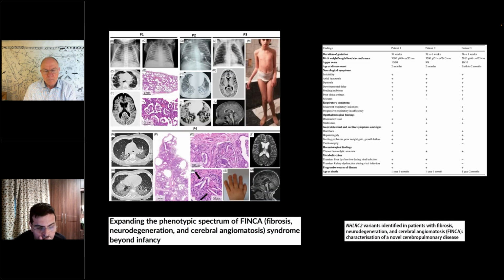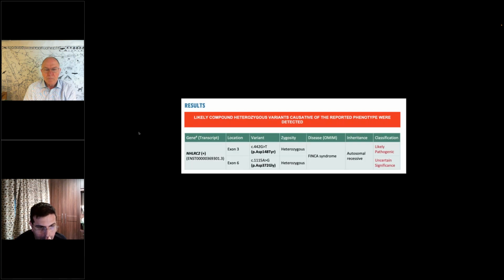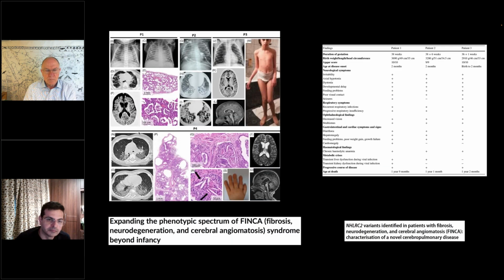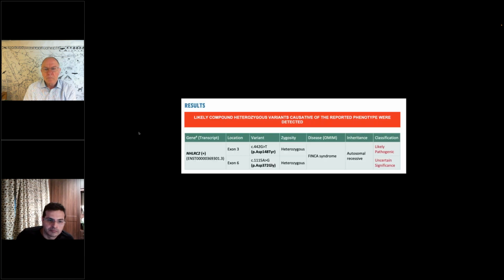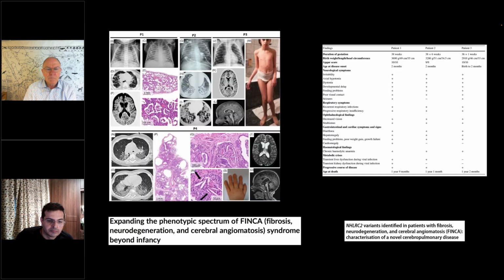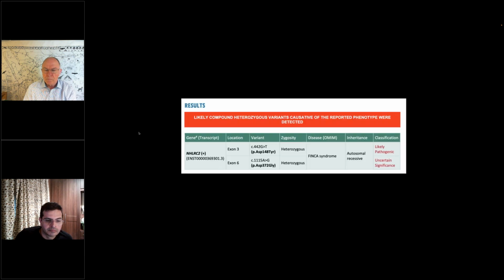So just to ask the panelists for their comments. Do they have any experience with this syndrome, this mutation? There was no chest findings, as far as I know, in our case. But yeah, any experience or any comments on this case? Is the gene pathogenic?